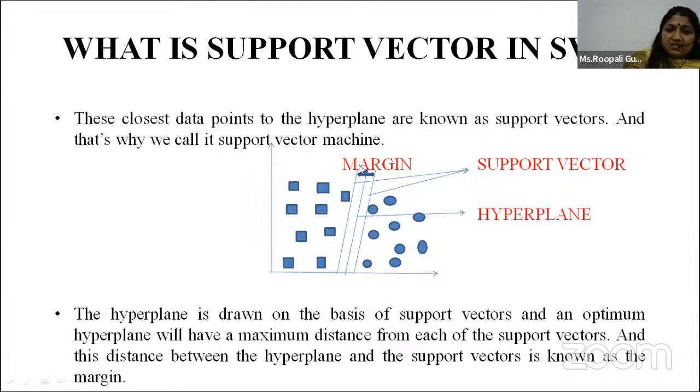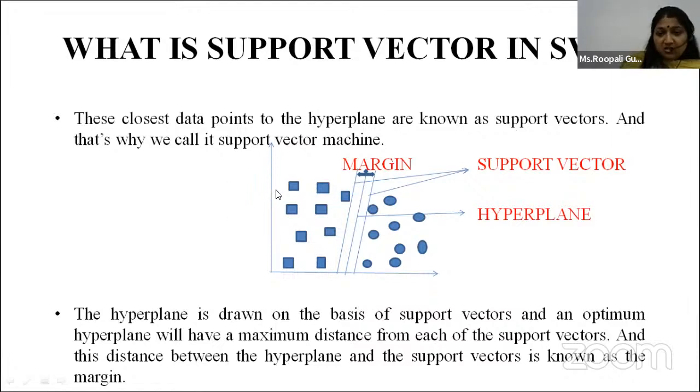Now, these are called support vectors. The question comes into your mind: why do we call it a support vector? Because these are the support vectors which are supporting the hyperplane in the support vector machine. That is why we call it a support vector machine. These closest data points to the hyperplane are known as support vectors. That's why we call it a support vector machine, right?